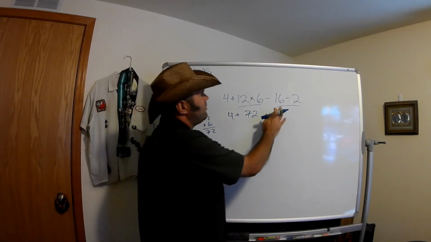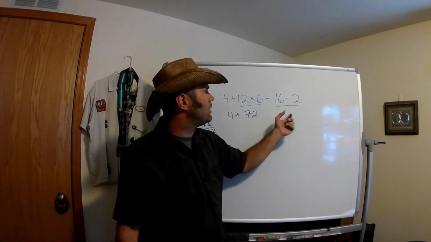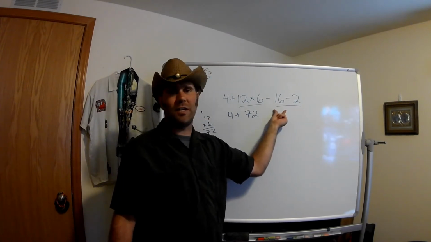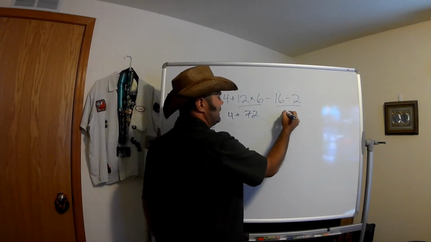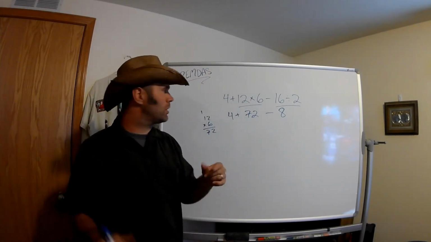And then we've got the 16 divided by 2. And dividing by 2 is the same as halving something. So we're halving 16, and half of 16 is 8. And then we throw that minus sign in, and we're good to go.